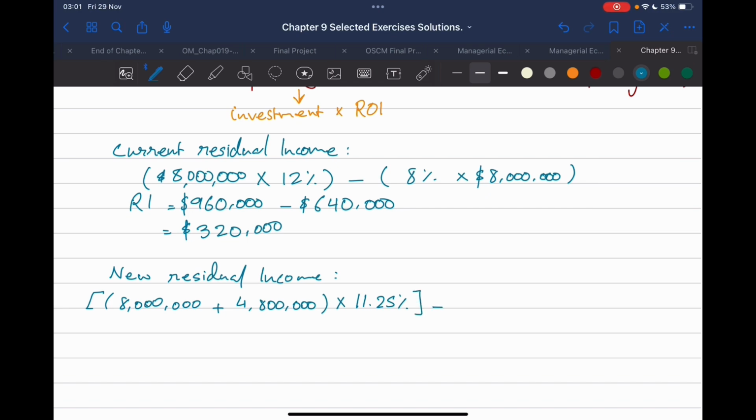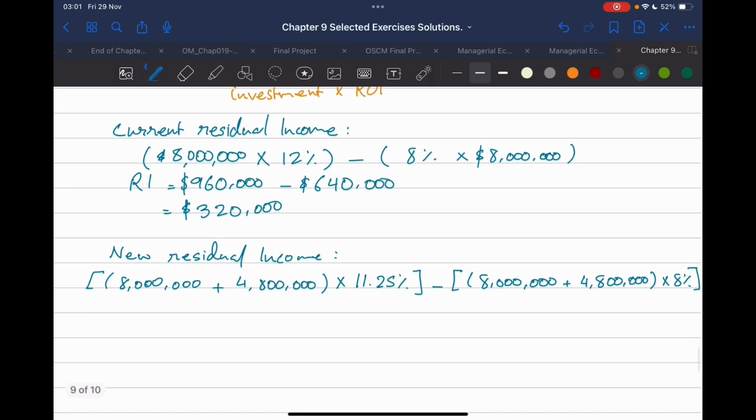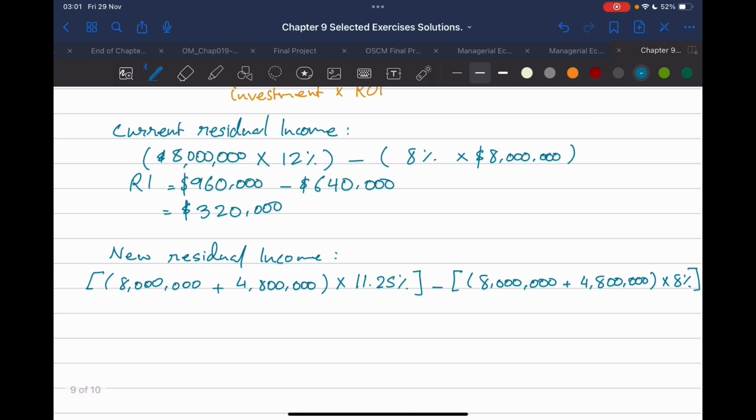Minus, again, that same investment base, which is 8 million, plus the 4.8 million, multiplied by the minimum required rate of return by the company, which was 8%. So let's see what we have here, and this is the residual income.